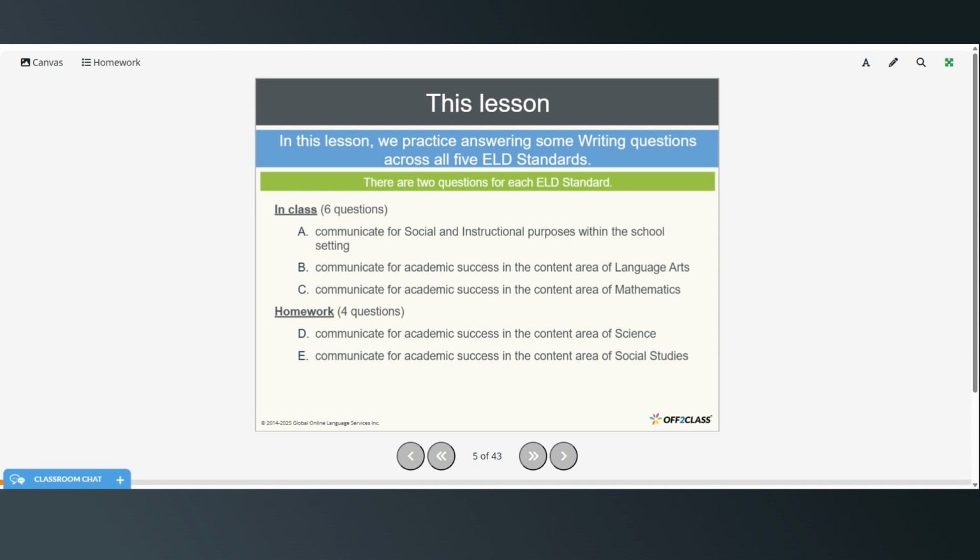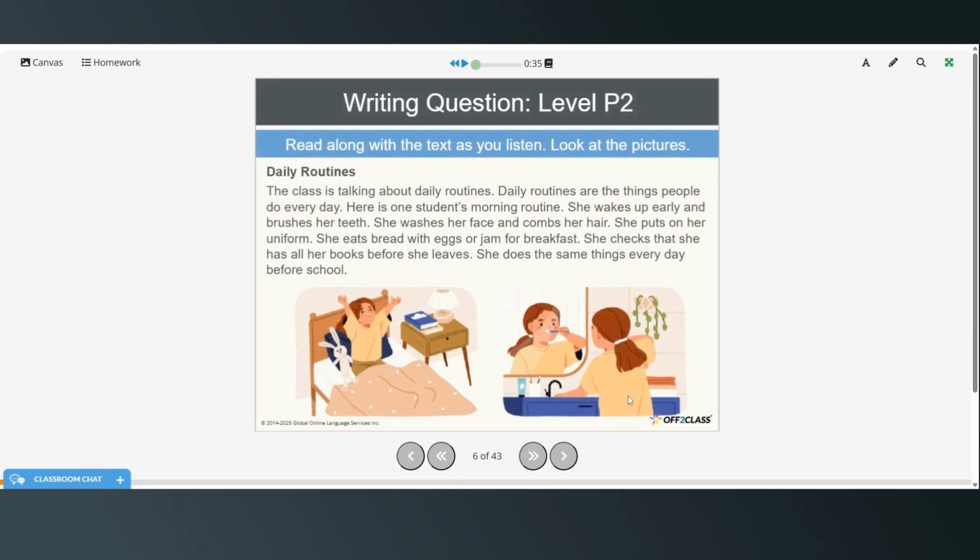And so in this lesson, we'll practice answering some writing questions across all 5 of the ELD standards: social and instructional, language arts, mathematics, science, and social studies. All right, so you can listen and read along and also look at the pictures.